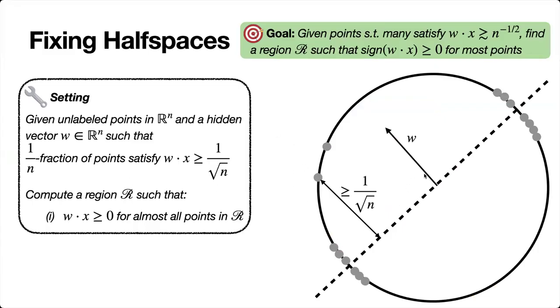So the unlabeled problem that I have is that I have a bunch of points in R^n and some vector w, and I'm promised that at least a reasonable fraction, a 1 over n fraction, satisfy w dot x is at least 1 over root n. This will be by applying these radial isotropy types of theorems, which I guess I forgot to mention earlier, but I'm going to apply them pretty much all the time and always assume that I have an assumption like this that holds.